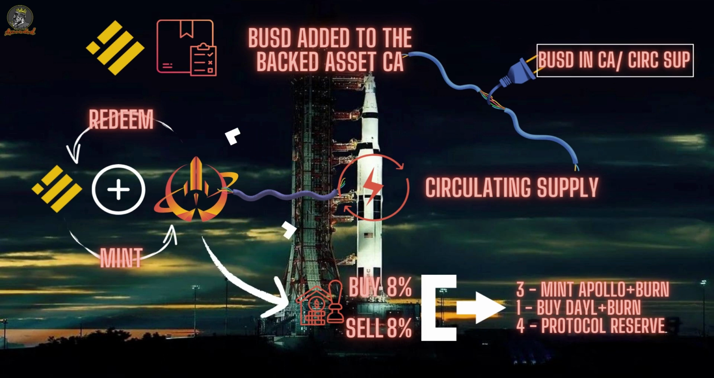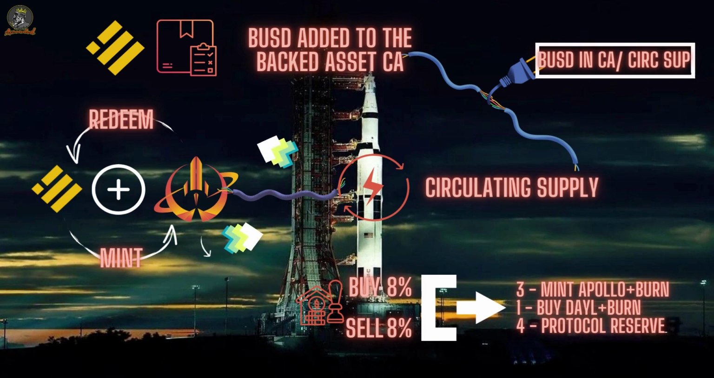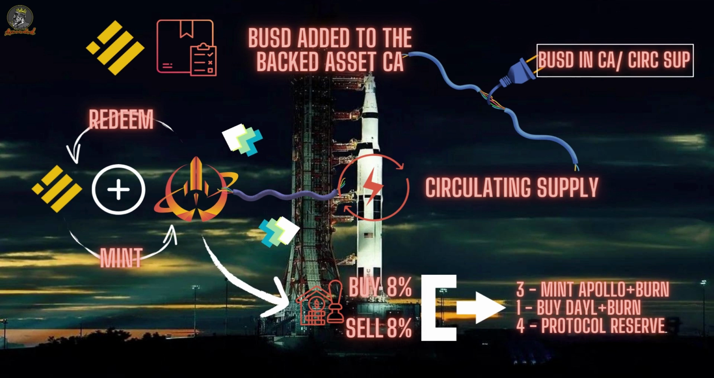And how is the price determined? Very simple. Like we mentioned at the beginning, we have the circulating supply, which is determined by the ratio of minting and redeeming, correct? And you have the BUSD that is backing that Apollo in circulation. So you take that BUSD amount, you divide it by the circulating supply, and you get the price of one Apollo token. Very simple, very straightforward. You're not buying or selling through a liquidity pool, you're just minting and redeeming whenever you need to.